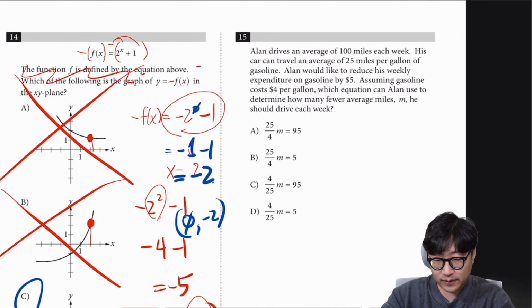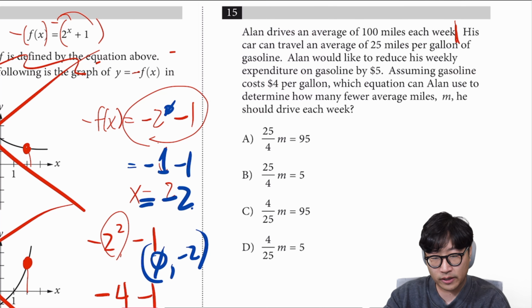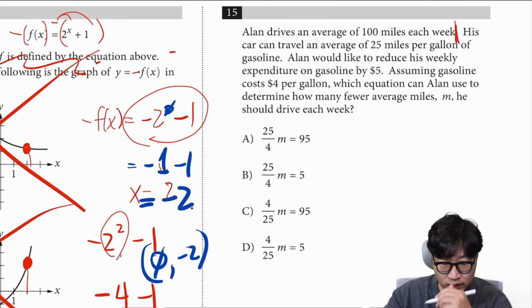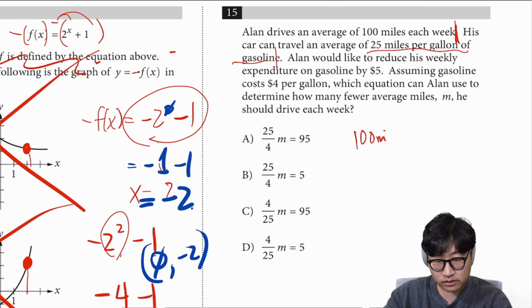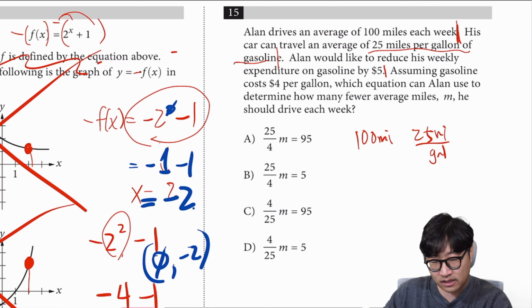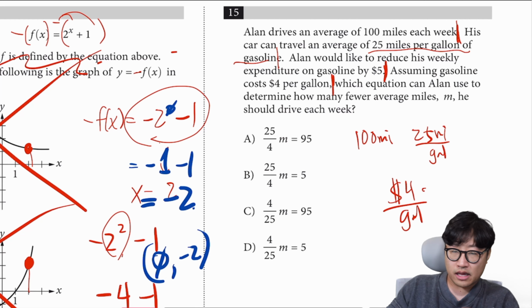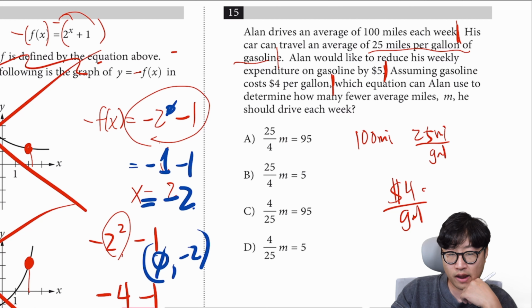All right, number 15. Alan drives an average of 100 miles each week. Cool story. His car can travel an average of 25 miles per gallon of gasoline. So we've got 100 miles and then 25 miles per gallon. And Alan would like to reduce his weekly expenditure on gasoline by $5. Okay. Assuming gasoline costs $4 per gallon. Okay, so $4 per gallon. Which equation can Alan use to determine how many fewer average miles he should drive each week?